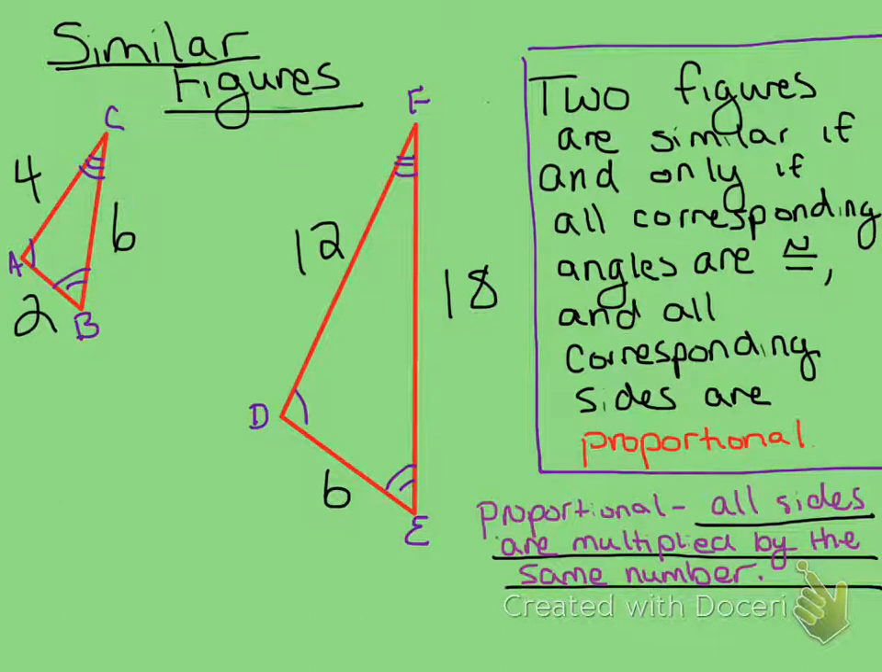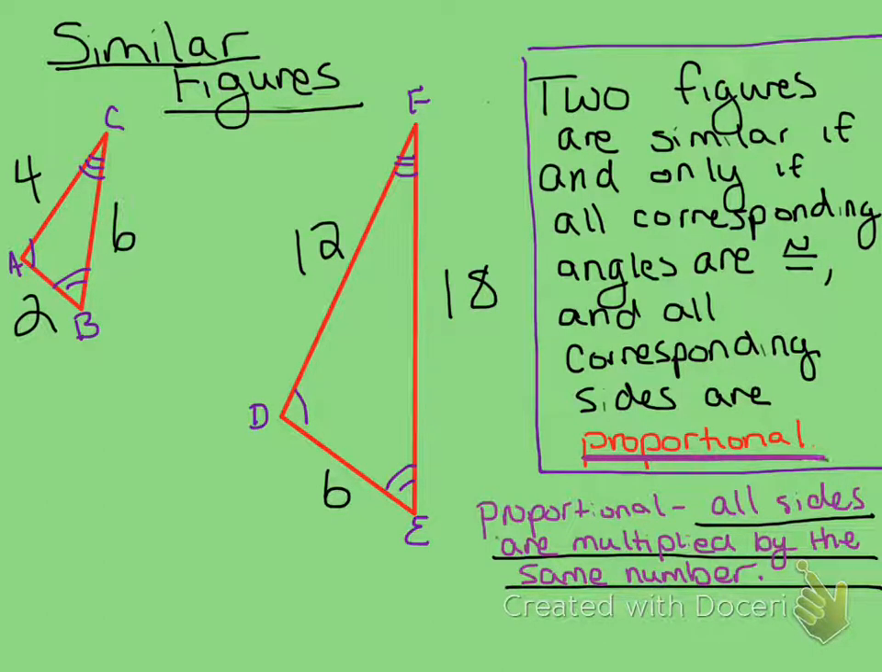And these two triangles are similar. The definition of similar figures is in the box. Two figures are similar if and only if all corresponding angles are congruent and all corresponding sides are proportional. Okay, now that differs from our definition of congruence, because in congruence, all corresponding angles had to be congruent and all corresponding sides had to be congruent. So here we're adding this part about sides being proportional.